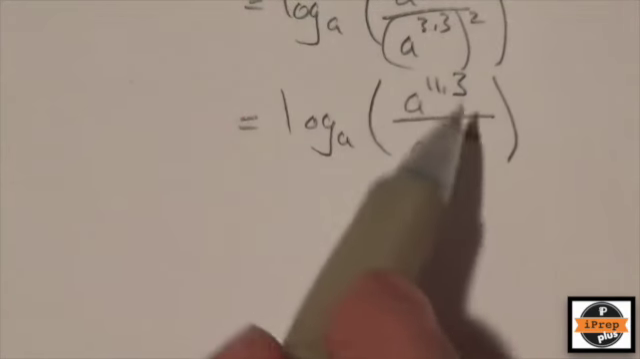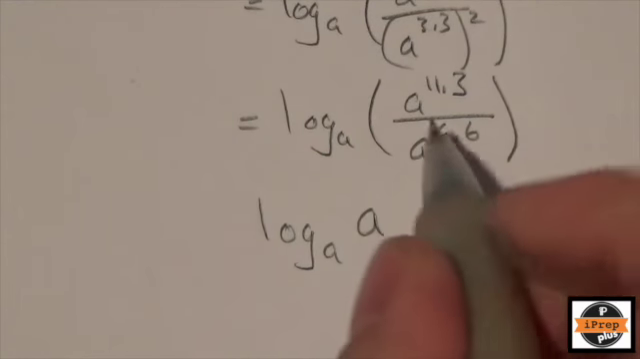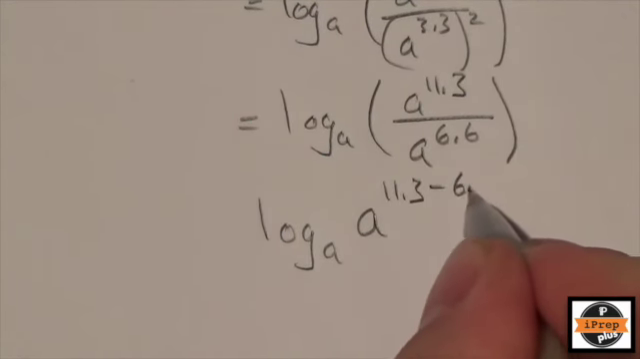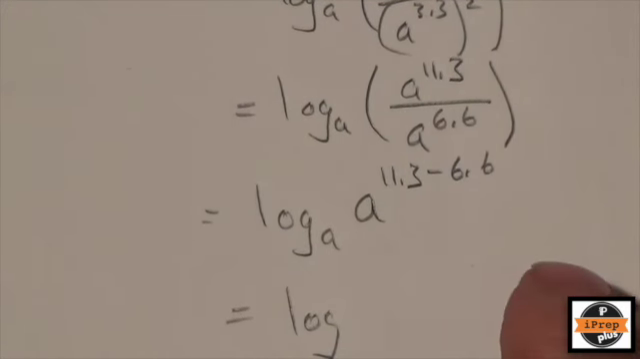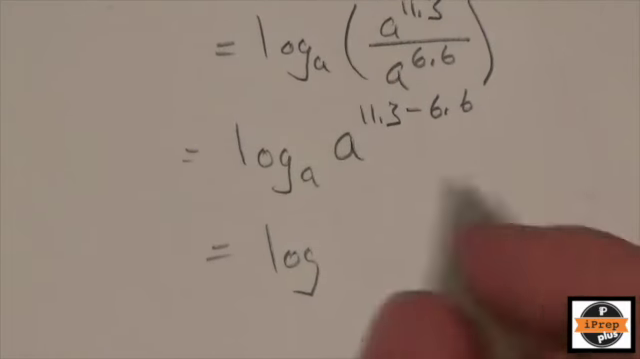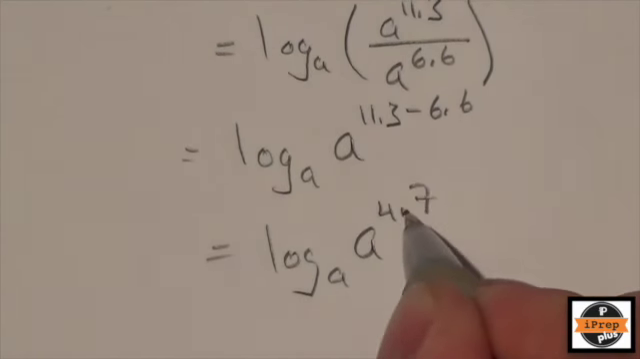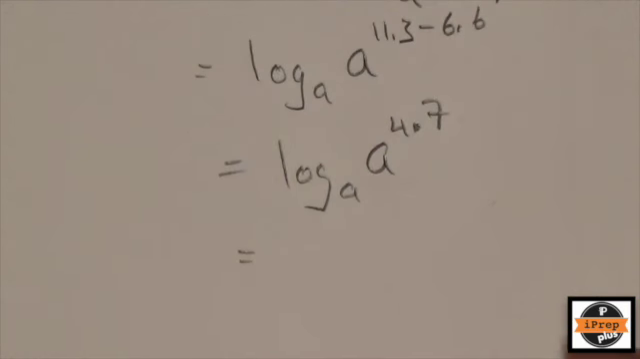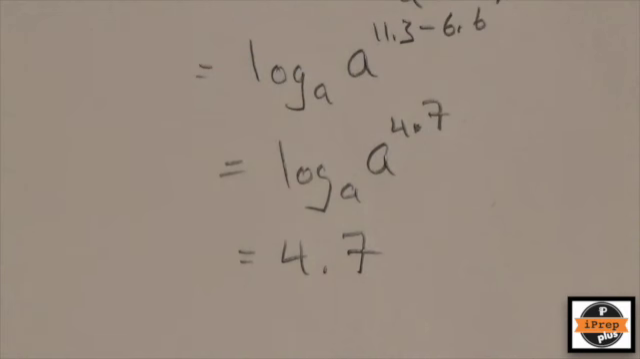Now, to divide powers, I subtract exponents. This becomes log base a of a to the 11.3 minus 6.6. That is simply going to be the log base a of a to the 4.7. At this point, we see that if we've got a log base a of a power of a, they will just cancel each other out, and we're left with 4.7. That exponent becomes the value, as long as the base of the logarithm and the base of the power are the same. That's one way of doing it.